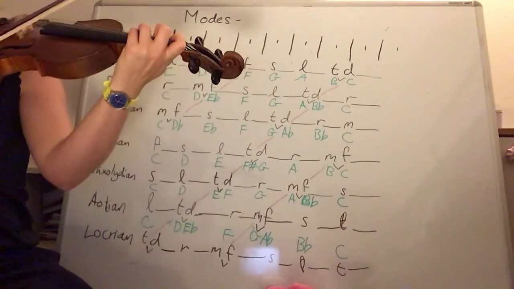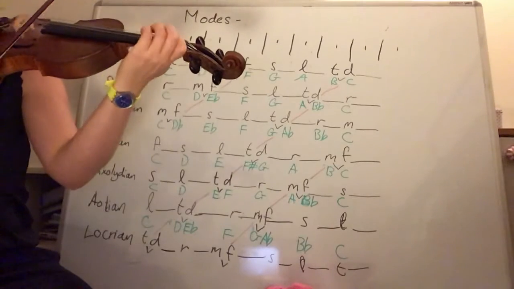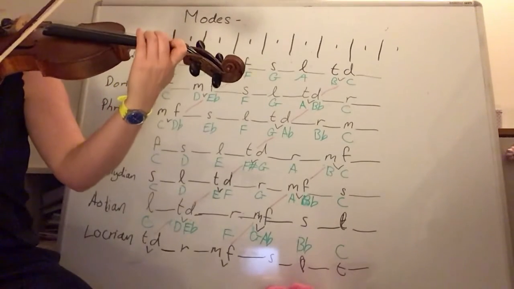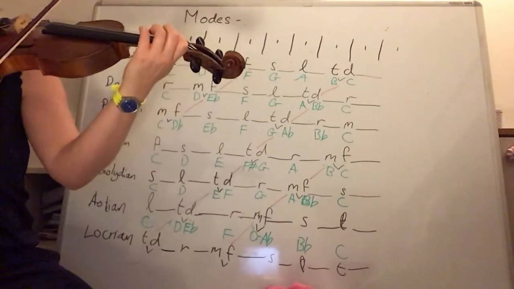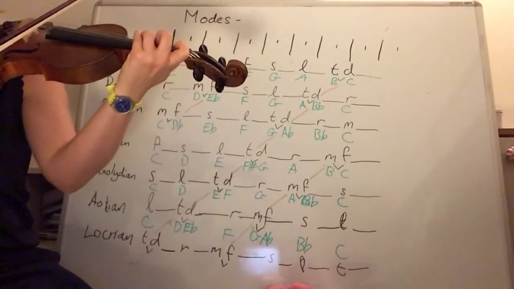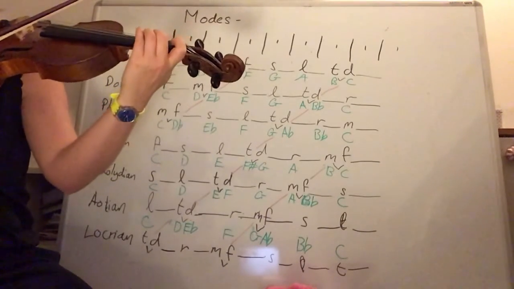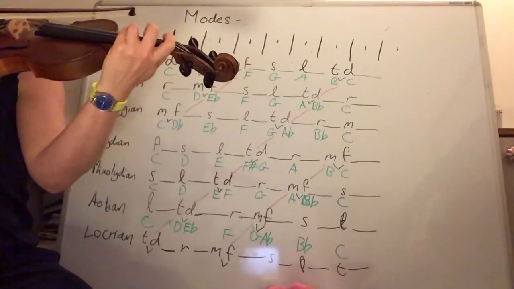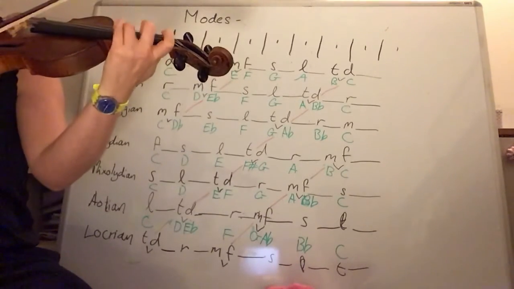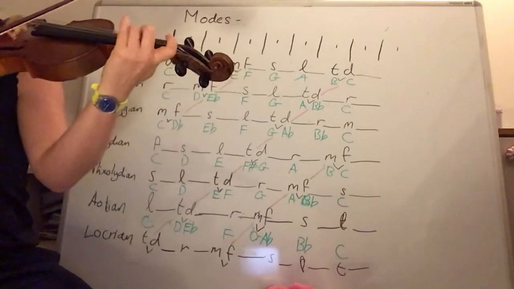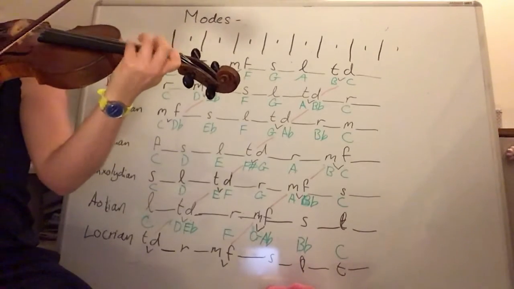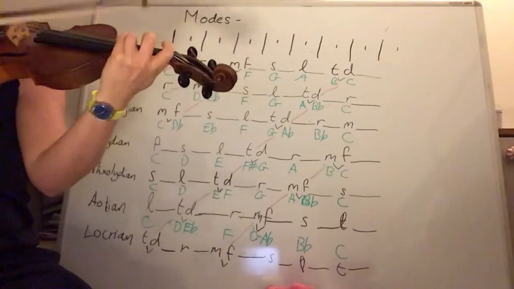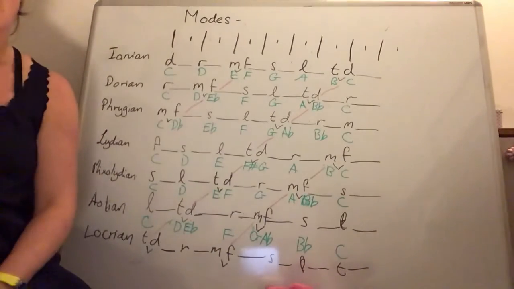G, A flat, B flat, C, B flat, A flat, G, F, E flat, D flat, C. So that is a Phrygian sounding mode.